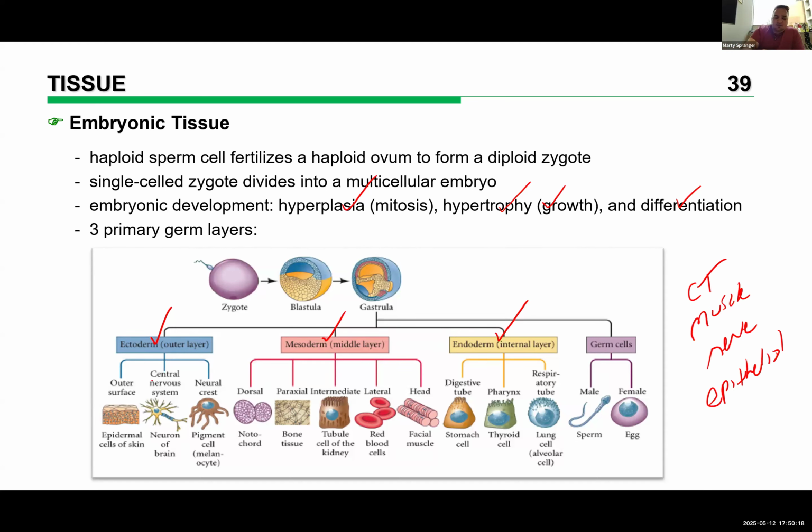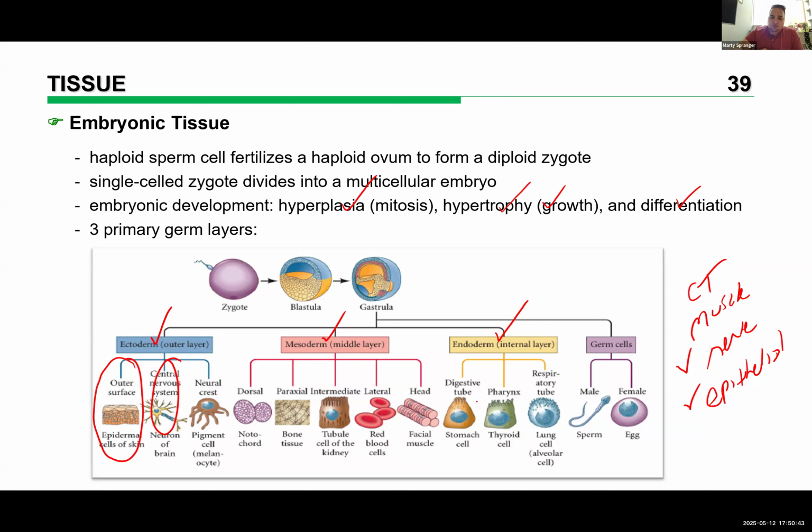So ectoderm gives rise to the entire external lining of the human body, which is an epithelial tissue. So even the cornea of your eyes, so your skin, cornea of your eyes, all that comes from ectoderm. It also gives rise to your nervous system. Your entire nervous system comes from ectoderm. So those 2 right there come from ectoderm.